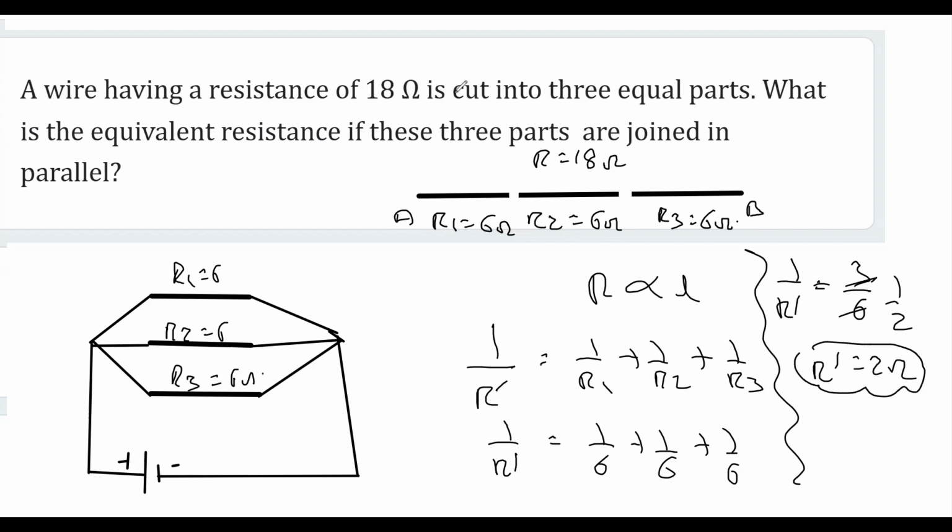So after joining them in parallel, the equivalent resistance of these three should be 2 ohm. But if connected in series, you will get back 18 only, like 6 plus 6 plus 6.